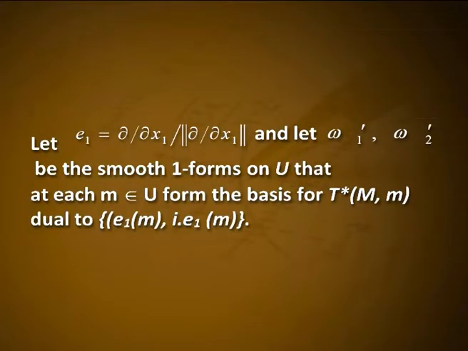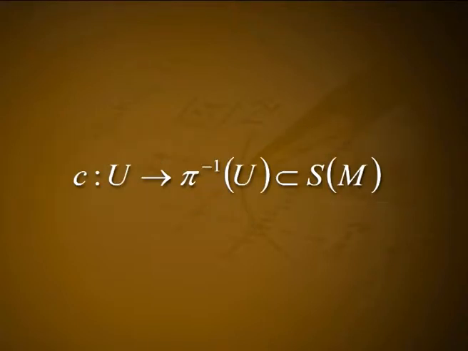Note 5. Suppose U is a coordinate neighborhood in M with coordinate functions x1, x2. Let E1 equal to dou by dou x1 divided by norm of dou by dou x1, and let omega 1 dash and omega 2 dash be smooth one-forms on U such that at each m an element of U they form the basis for T star m of M dual to the set E1 of m, i into E1 of m. Let C from U to pi inverse U, a subset of S of M, be given by C of m is equal to the pair m, E1 of m.